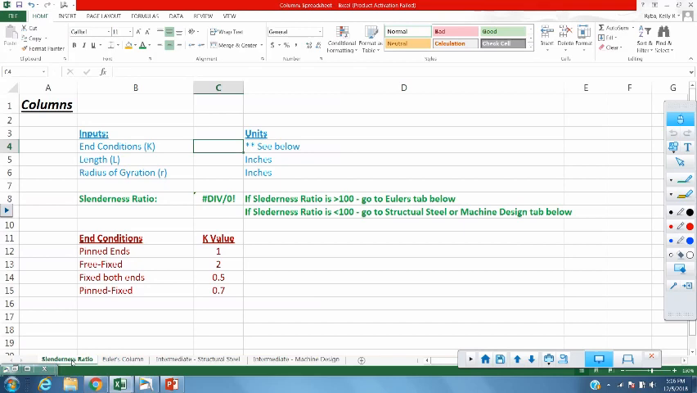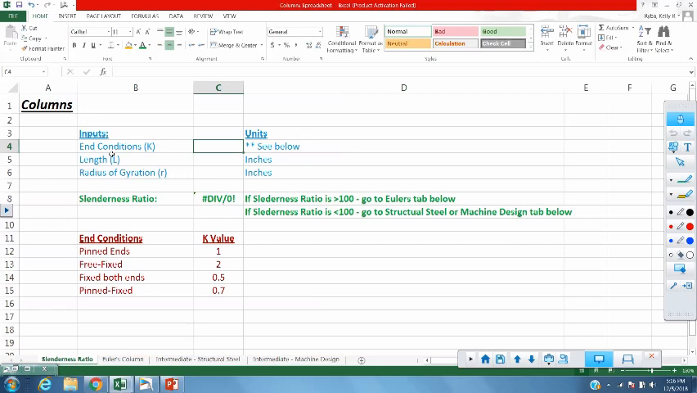We know that when we have column problems, the slenderness ratio has to be greater than 100 in order for it to qualify as a long column or an Euler's column, to use those equations to calculate the critical force that will buckle the column. If that value is equal to or less than 100, it becomes an intermediate column, which then we just need to decide, depending on the information that we have, is it a structural or a machine design application, which we see on the bottom here.